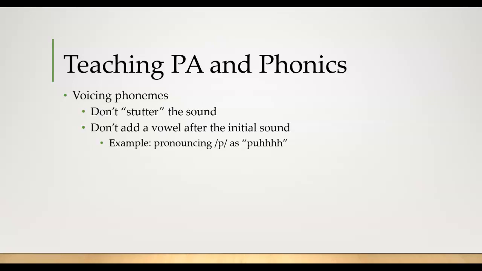I think this comes from an old school rote learning where there is a lot of heavy repetition, but you're actually modeling incorrect decoding. We want smooth and swift blending. B, big. Go for the onset and rhyme and don't over repeat the phoneme.